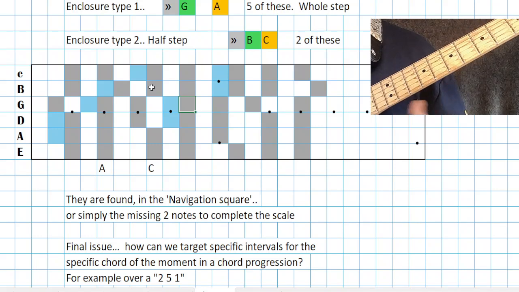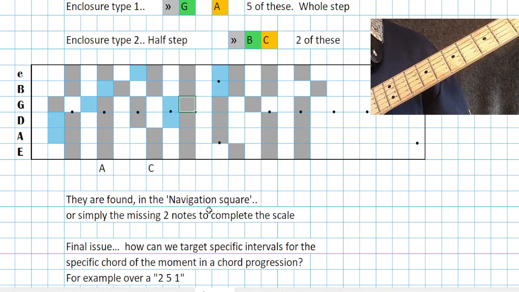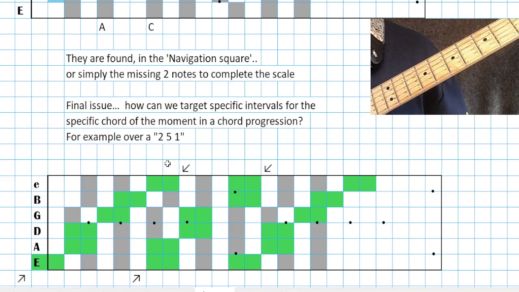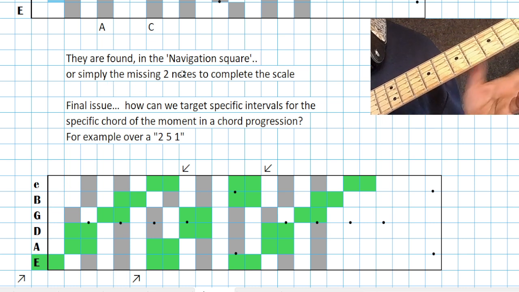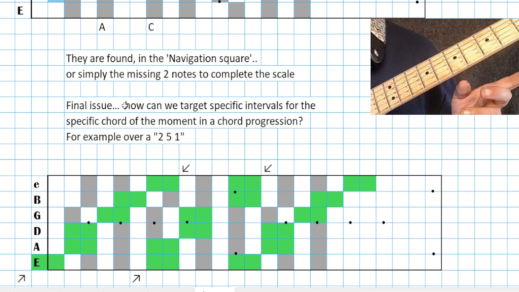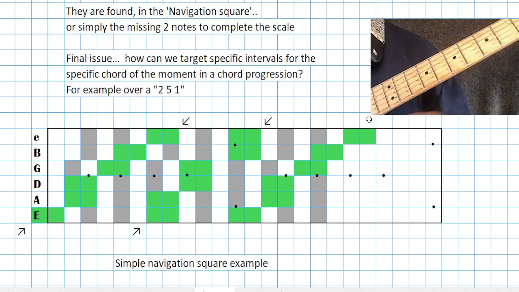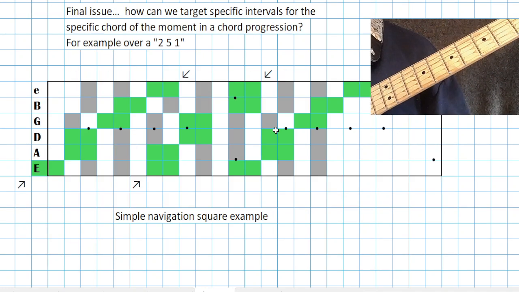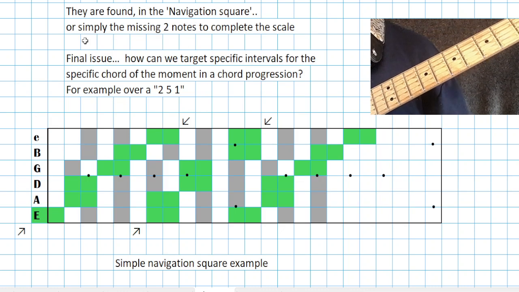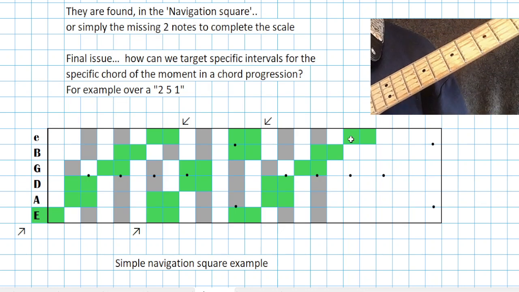But the navigation squares, what we should be talking about at the moment, if I'd stop rambling. So they are found in the navigation square, these 2 missing notes. And what did I write here? Final issue. How can we target specific intervals for the specific chord movement in a chord progression? Yeah, that's what we're going to get to. But anyways, that was my launch off when I'm done talking about this.